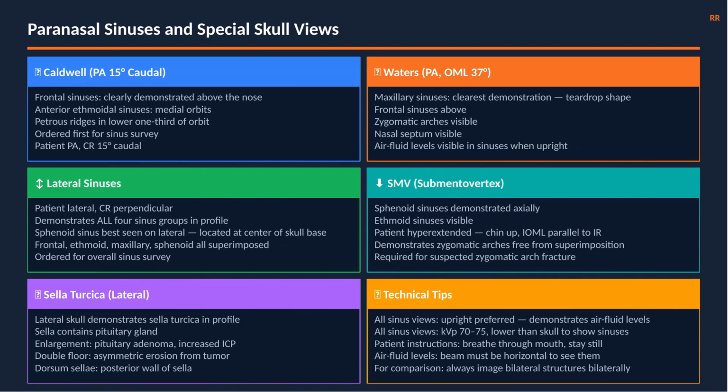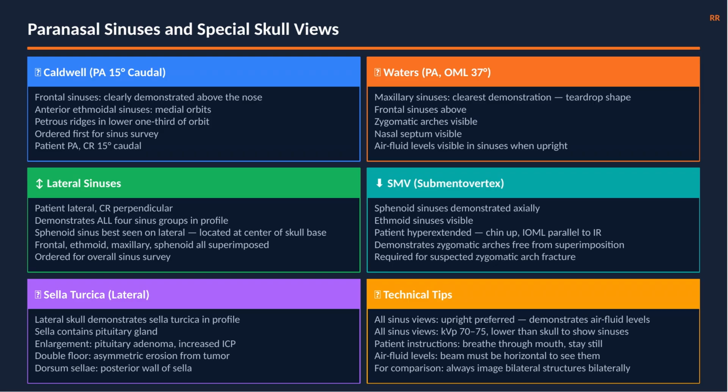4 sinus views, each demonstrating specific sinus groups. Caldwell, PA, 15-degree caudal. Frontal sinuses clearly above the nose. Anterior ethmoid sinuses in the medial orbit region. Ordered first for sinus survey. Waters, IOML at 37 degrees. Maxillary sinuses, the clearest view. Teardrop shape projecting below the orbits.